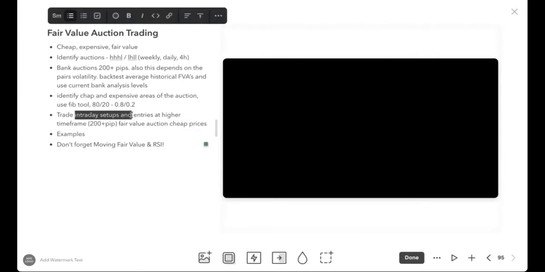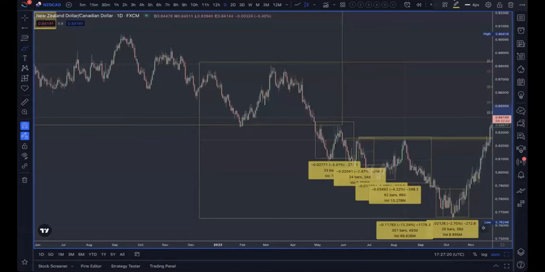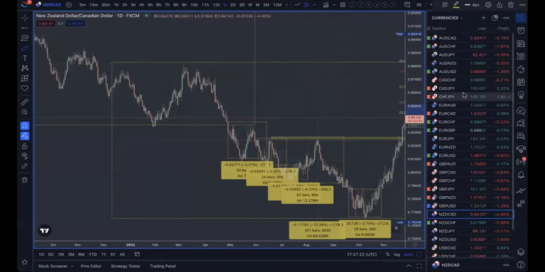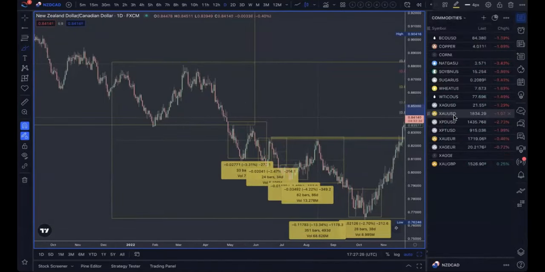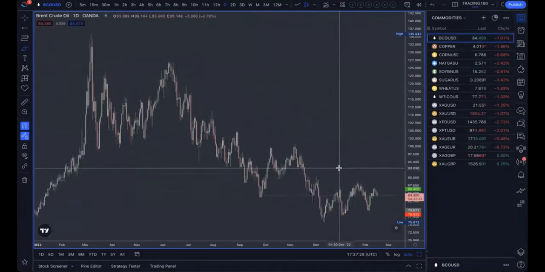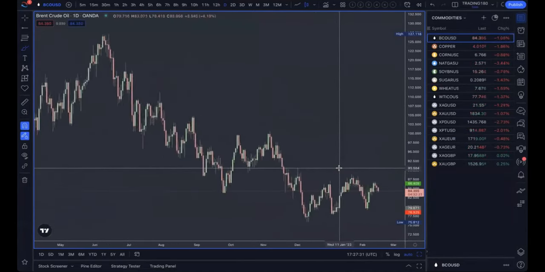Trade. Intraday setups, yep. Large and higher entries, yep. And examples, exactly. So I went through that on the New Zealand CAD. And you can see it on every chart, in fact. You can go to something like oil, because everyone was talking about oil today. Let's do oil. Oil is a great one.